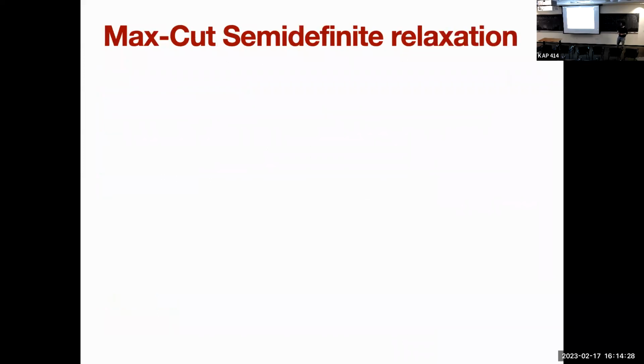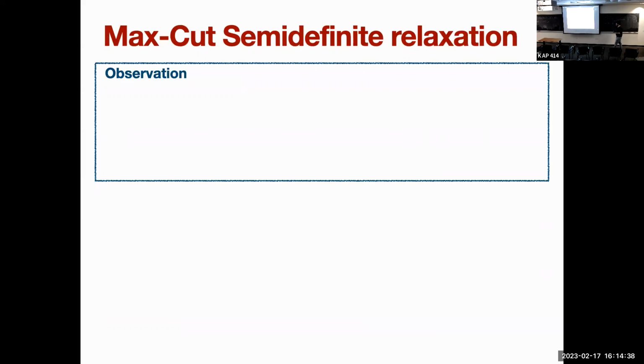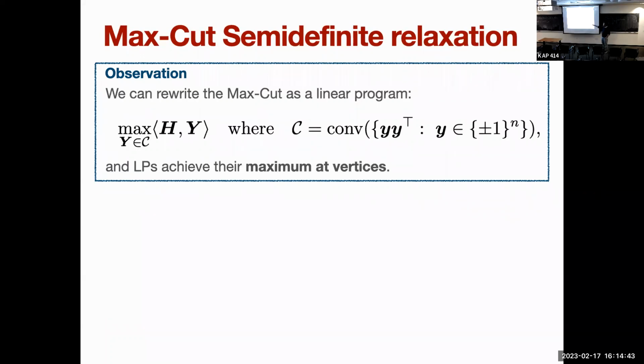And finally, I just wanted to give another piece of evidence with this semi-definite relaxation. Before, we talked about this Goemans-Williamson idea, which is based on a very simple observation: although we had a maximization of a quadratic form, we could rewrite that problem as a linear program, where instead of a quadratic form, this H is acting on some Y that now is a matrix, and that Y lives in a convex set that is simply the convex set of the outer products of the Ys that live in the hypergrid.